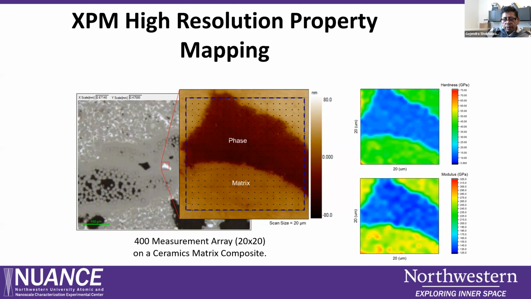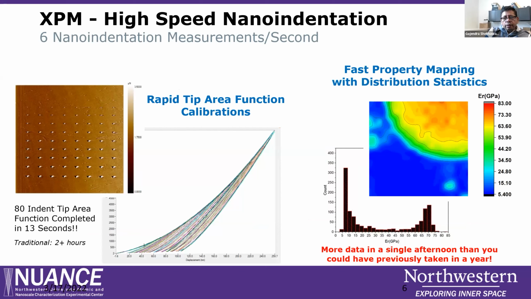So you can see here pretty easily, you can identify the different components within the materials in a pretty short span of time. And then this high-speed indentation also allows us to calibrate the tip area function, which is a very important component in identifying the basic calculation of the modulus and hardness.